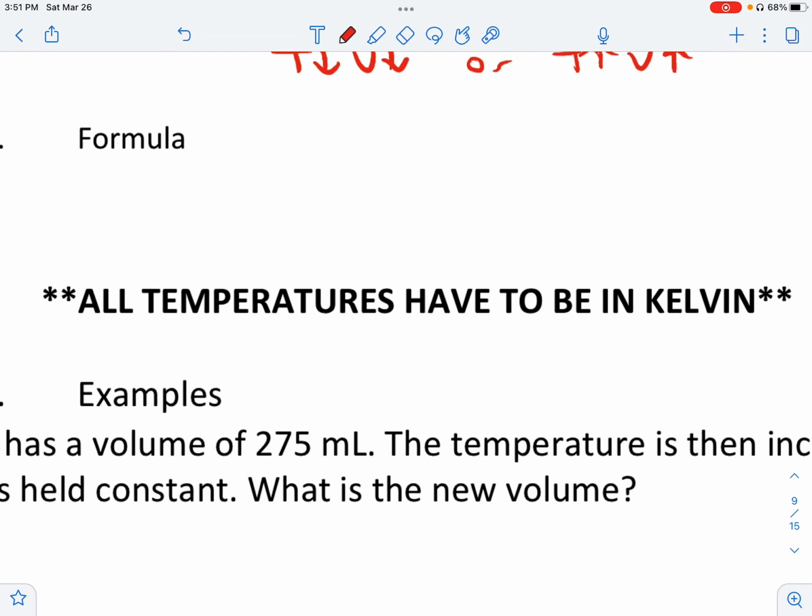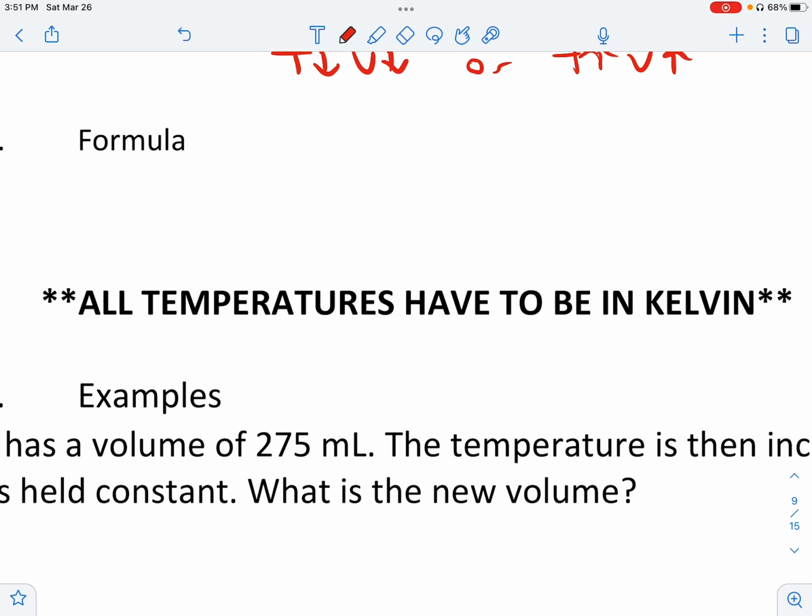So officially, because this is a direct relationship, our formula should be V1 over T1 equals V2 over T2. Well, I don't like working with fractions. Anybody else? No hands. Okay. So I'm going to solve for this: V1 T2 equals V2 T1, right? That gets it out of the fraction form.